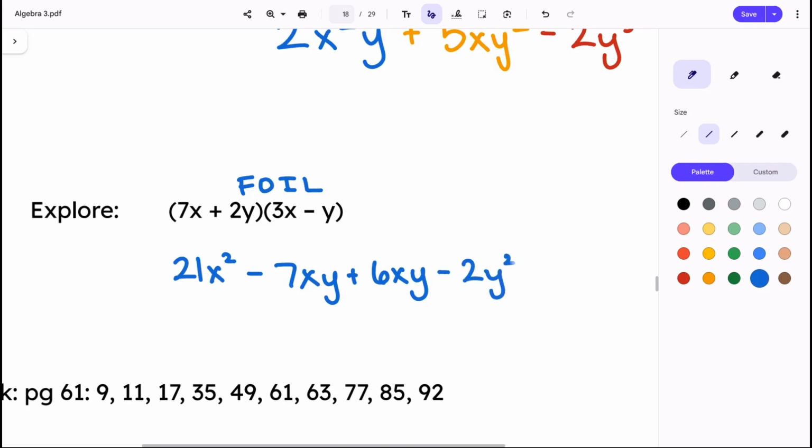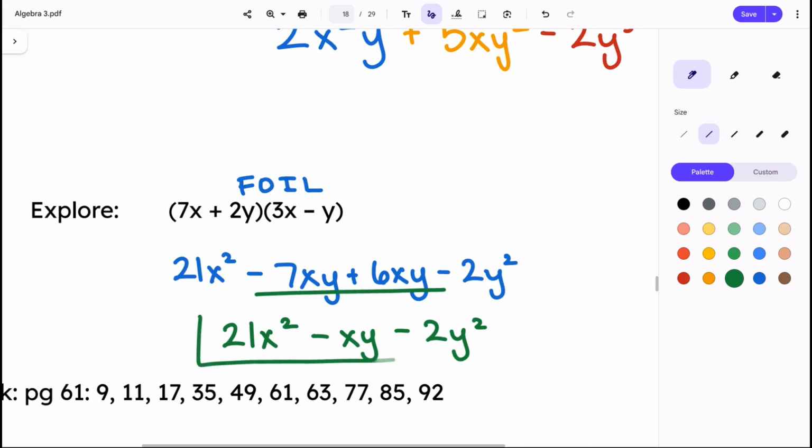Is there anything we can put together? Minus 7xy plus 6xy. So that should just become negative xy and then minus 2y squared. Good. Any questions?